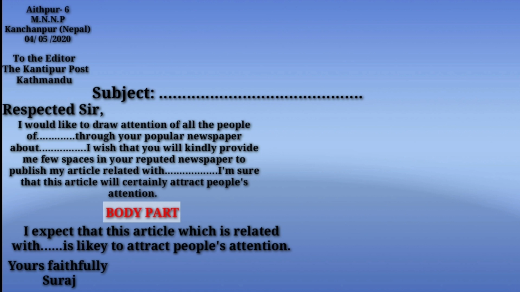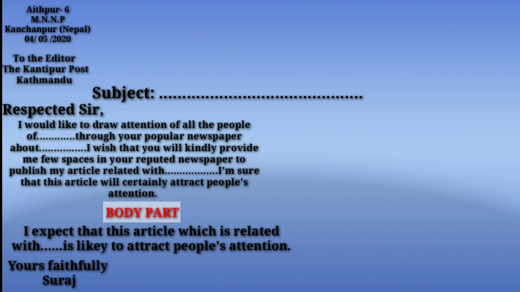Just below the address of the receiver, in the middle, you have to start your subject. Again, on the left hand side, you have to write your salutation. As respected sir, I would like to draw attention of all the people of dash dash dash. Here in this gap, you have to write those people for whom you have created your article. For example, electricity office, transportation office, government, school, etc. Through your popular newspaper about dash dash dash. Here in this gap, you have to write the main topic of your article.